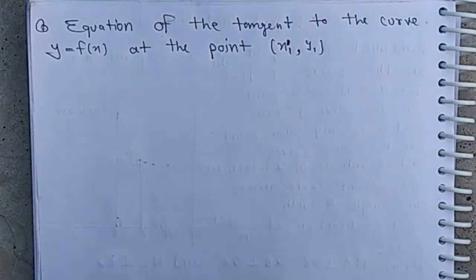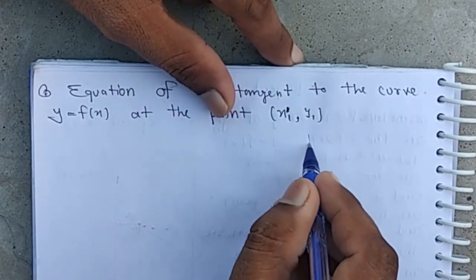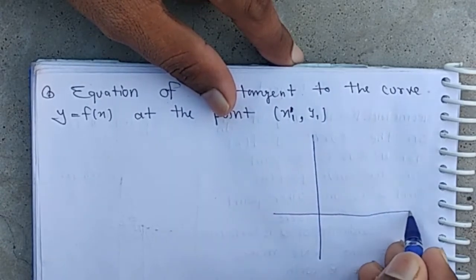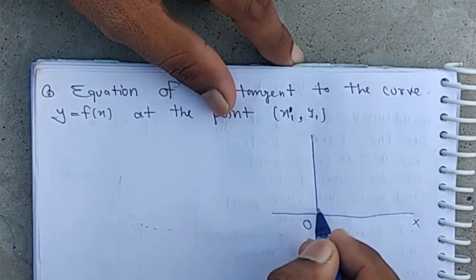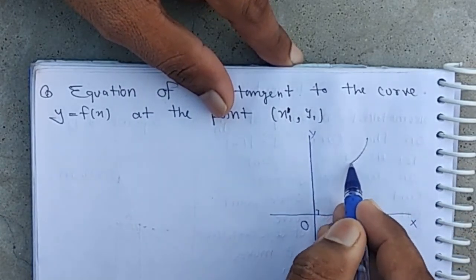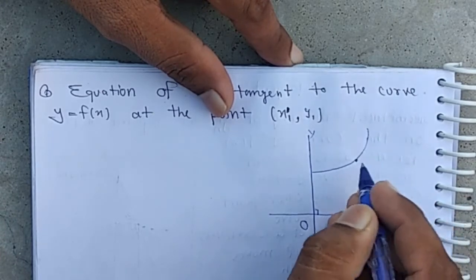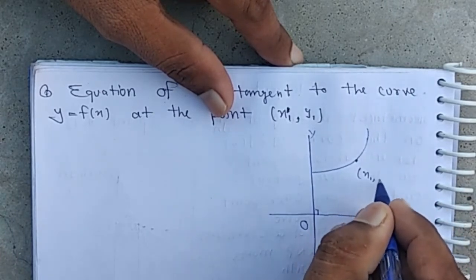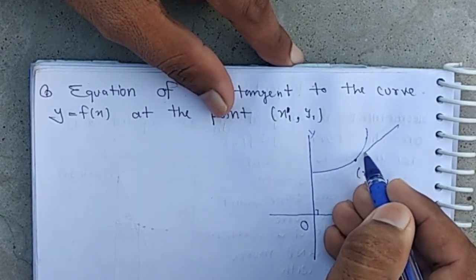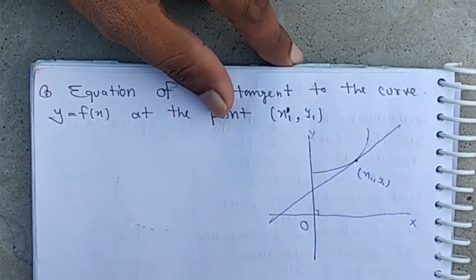Now, the equation of the tangent to the curve y equal f(x) at the point (x1, y1). Let it be a curve and it has a point (x1, y1), and we have to find the equation of the tangent at this point.